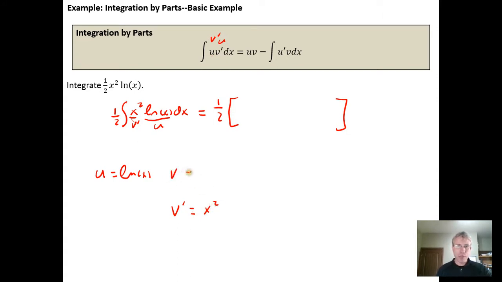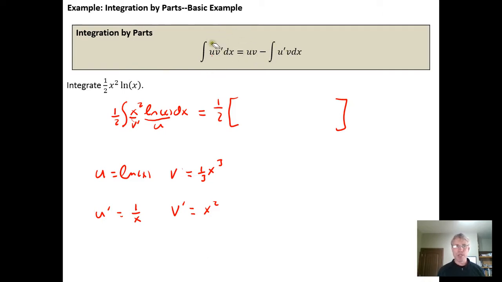So v would have to be the antiderivative of v prime, or the antiderivative of x squared. And we do know how to take the antiderivative of x squared. That's just 1/3 x cubed. And then right here, u prime would have to be the derivative of the natural log function, but we also know that derivative. The derivative of the natural log is just 1/x. And we're able to find all four of the pieces, so we just plug those four pieces into the formula we have up here.